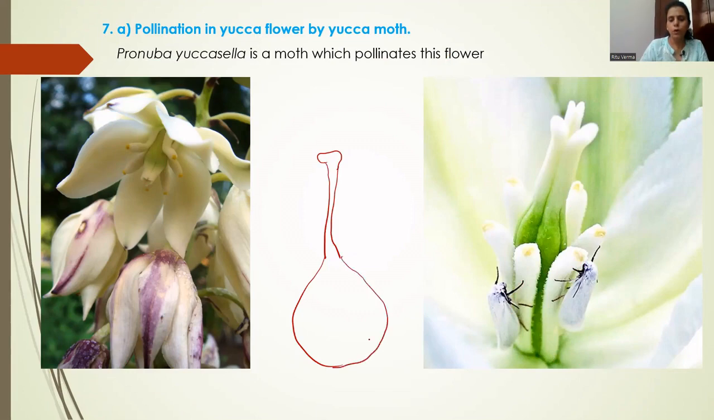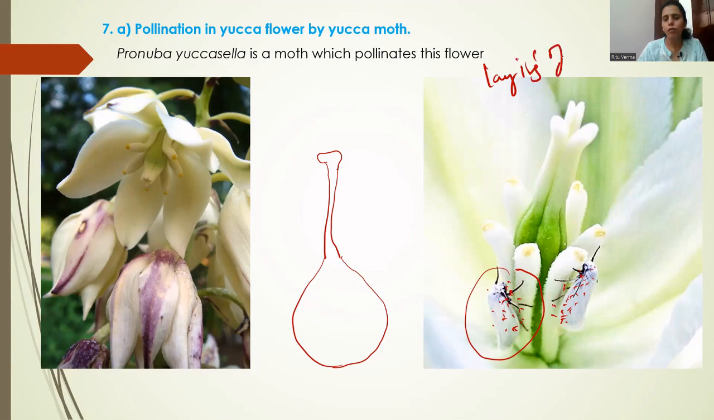Now this Pronuba moth helps in the pollination of this yucca flower. So this Pronuba moth moves from one flower to another flower in search of food, and the pollen grains of this yucca flower stick to the body of this yucca moth, or Pronuba moth.